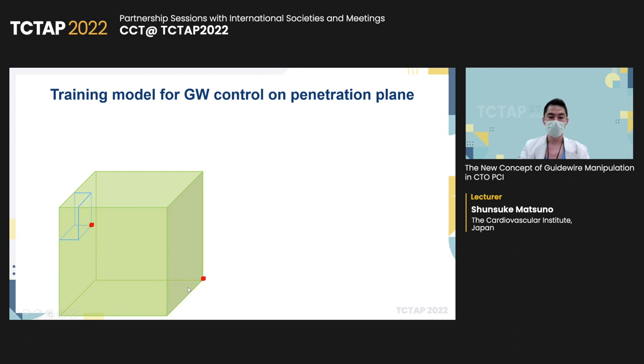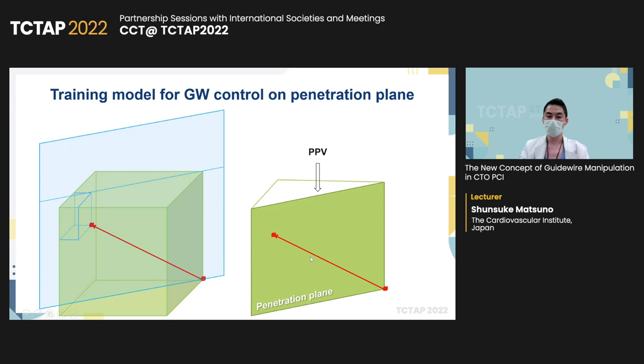First, a thin plane is inserted to contain a red line that means a vessel vector of the CTO segment. Here, this cross section is the penetration plane. Horizontal view of this plane is PPV, and the view vertical to the penetration plane is OPV.